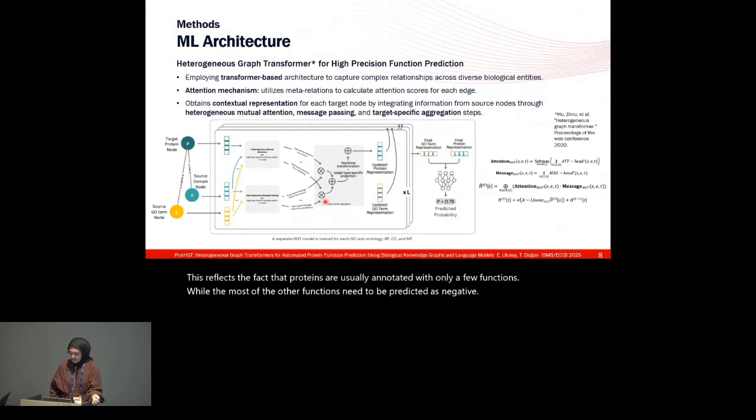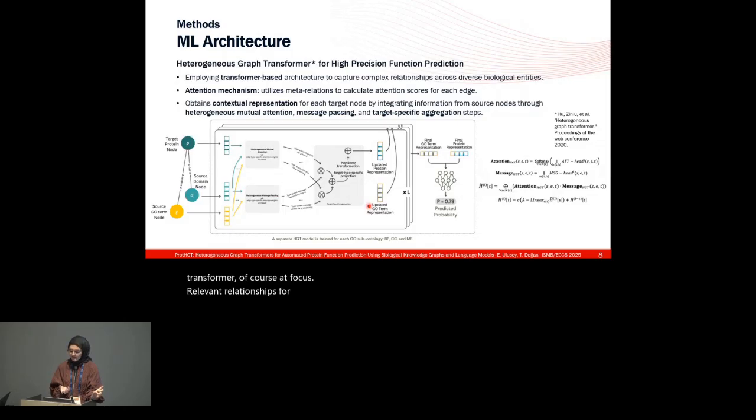So here is the heterogeneous graph transformer architecture that we used for the high precision function prediction. This HGT is designed specifically for handling heterogeneous graph datasets. And unlike traditional GNNs that treat all node and edge types the same, HGT actually processes each node and edge type separately by introducing type-specific parameters to preserve the unique features of each relationship.